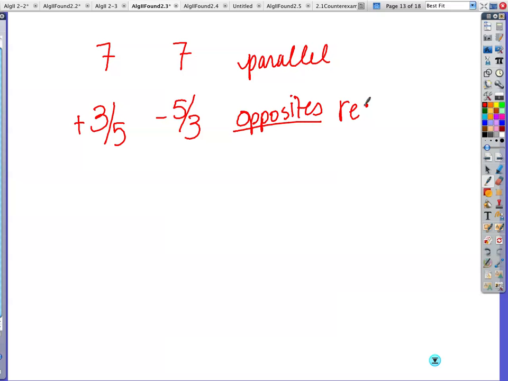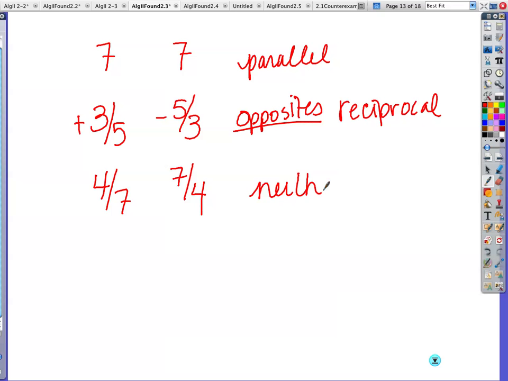And then the reciprocals. In quick review of reciprocal, 3/5 and 5/3 are reciprocals. Your numerator becomes your denominator, your denominator becomes your numerator. In other words, top to bottom, bottom to top. Here's the kicker. If you see 4/7 and 7/4, these are not going to be opposite reciprocals. Why? Because these are reciprocals, but they're not opposites. So this is going to be a neither.